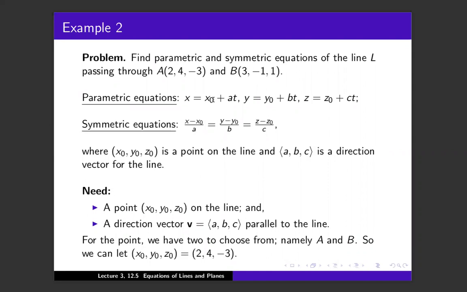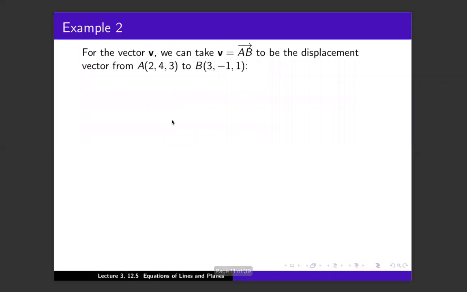We're going to need a point on the line, and we're going to need a direction vector that's parallel to the line. Well, one of these is very easy. The point we already have. We can basically choose either of these two points for this line because they're both on it. So 2, 4, -3, for example. That's a point that's on the line, so we're set on that front. Now we can also take v equals AB to be the displacement vector from A, 2, 4, -3, to B, 3, -1, 1.